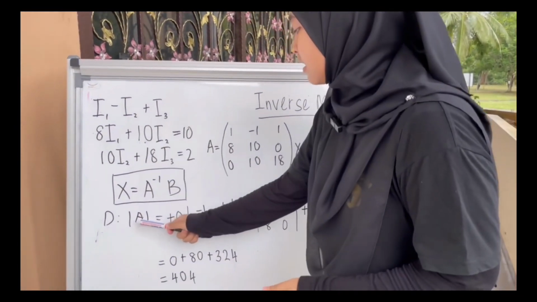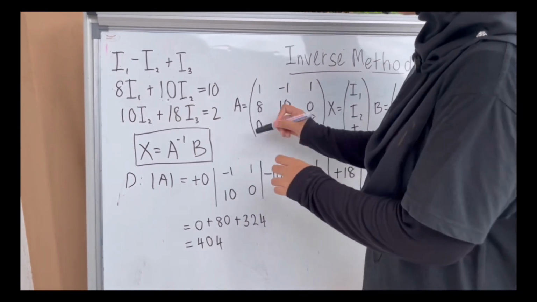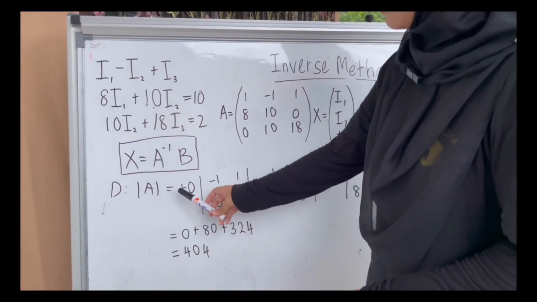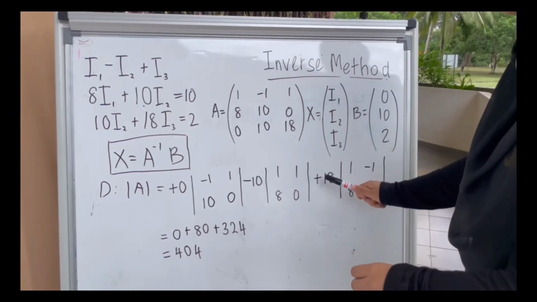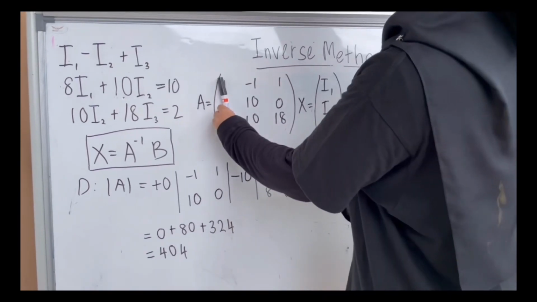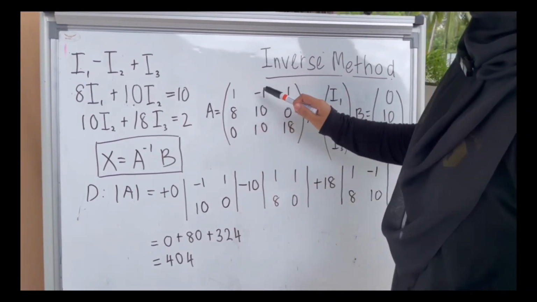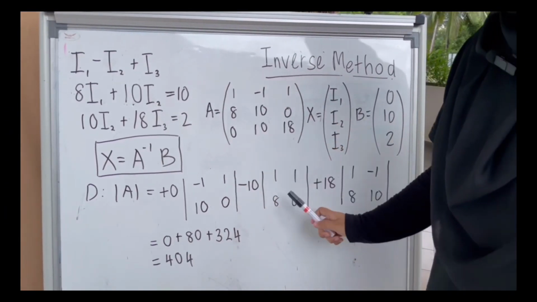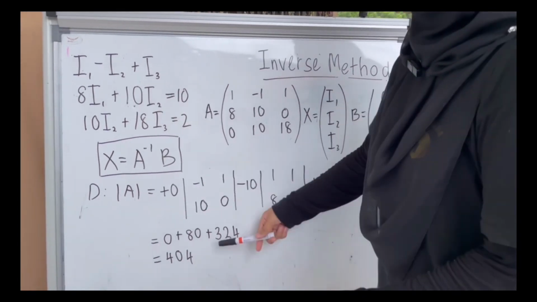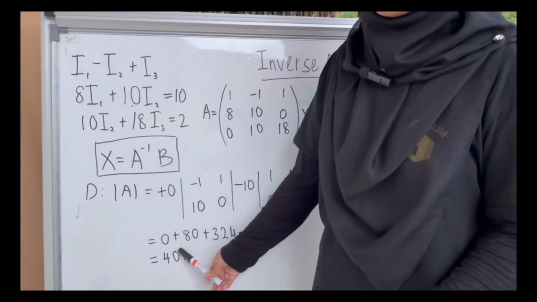For determinant, we take this third row, 0, 10, 18, and the signs positive, negative, positive. Then inside of this, let's say we take this 0, we close this row and this column. That's why we get negative 1, 1, 10, 0. We do the same to the others also, and we calculate all of this and we get 404.